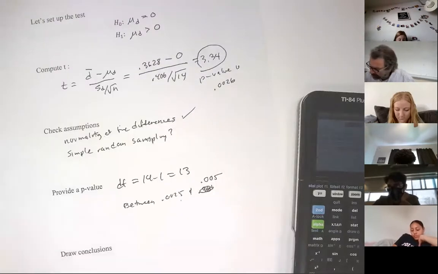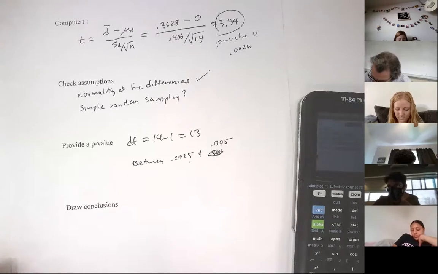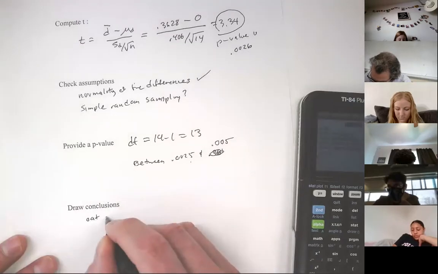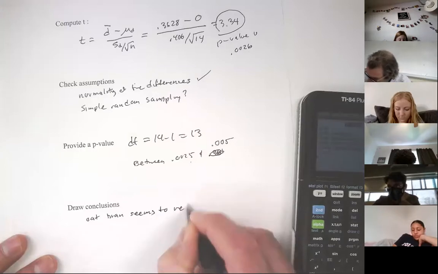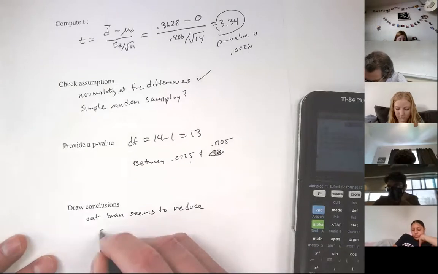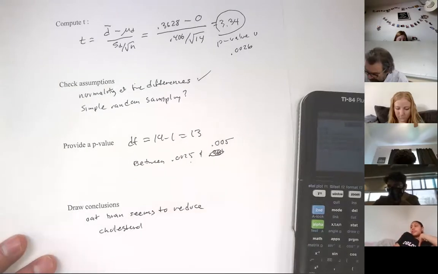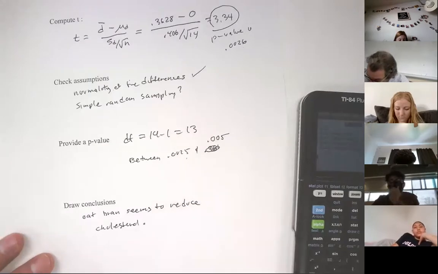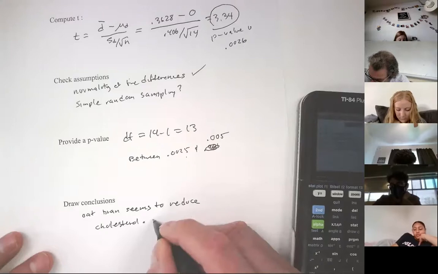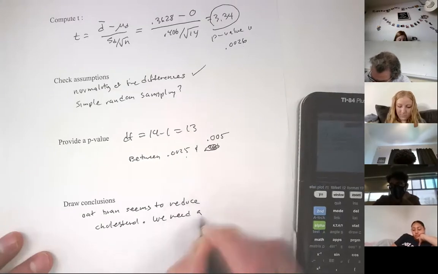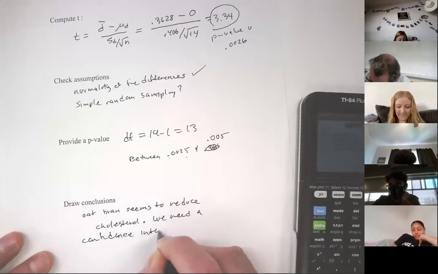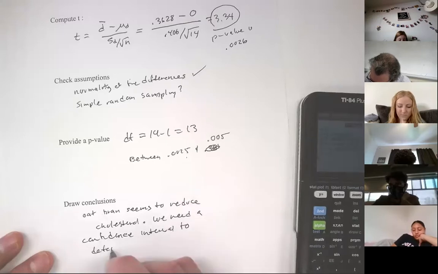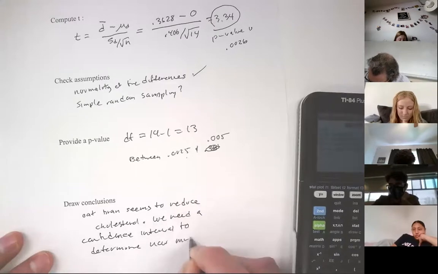I think we're good. Yep. Draw conclusions. Oat bran seems to reduce the cholesterol level. We need a confidence interval to determine how much. I can't write how much, that's funny.